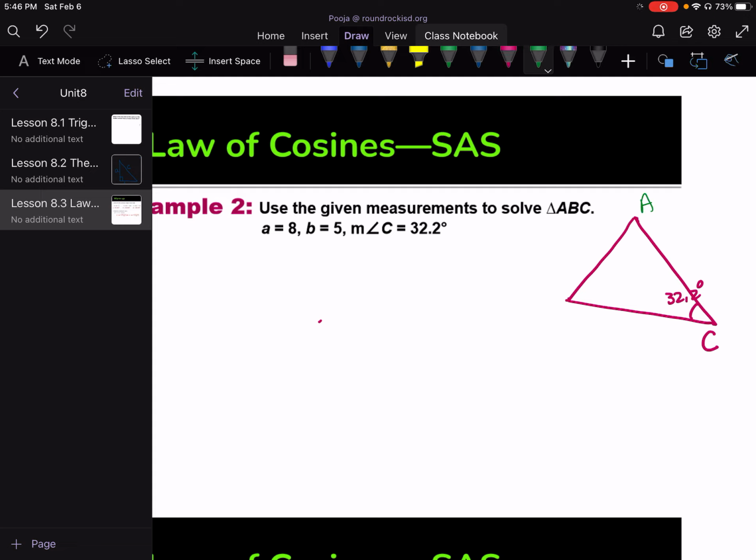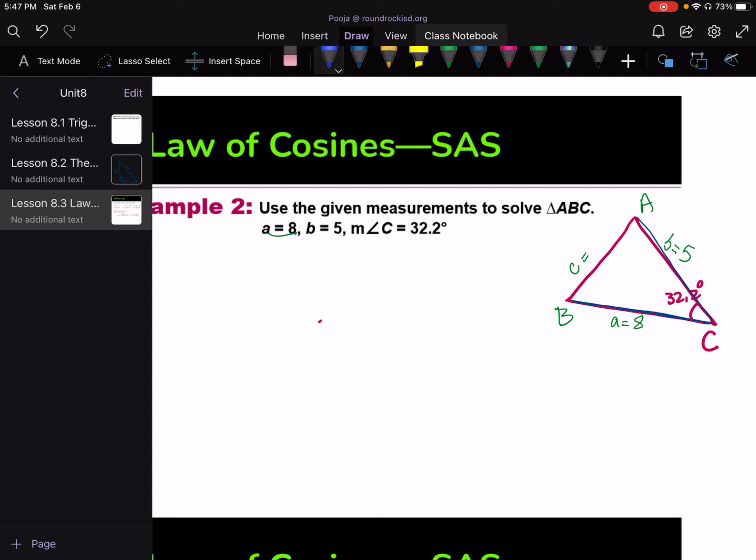If I call that A, let's call that B, then obviously this is side A, and this is side C, not B, and this will be side B, okay? A is given to be 8, and B is given to be 5. So if you look at the situation here, see how the two sides that are given to me, that's A and B, but then they've also given me the angle that's included between those two sides.